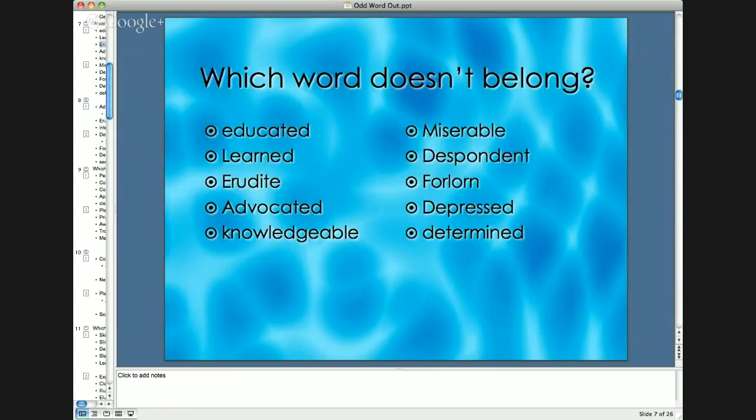And the next one: miserable, despondent, forlorn, depressed, determined. Which ones are the correct ones? Which one doesn't belong?